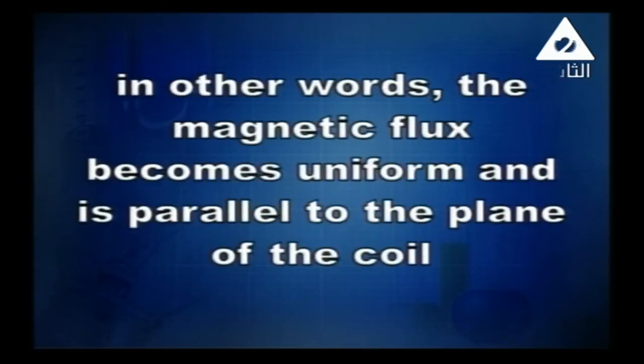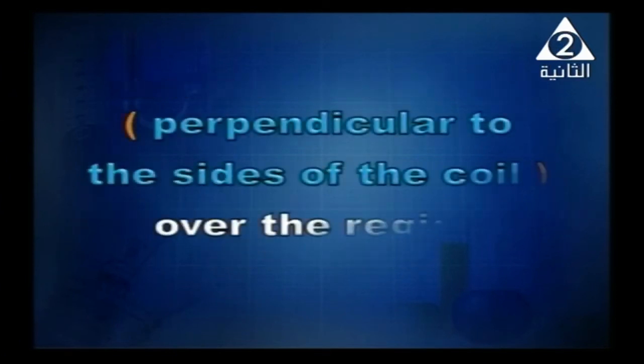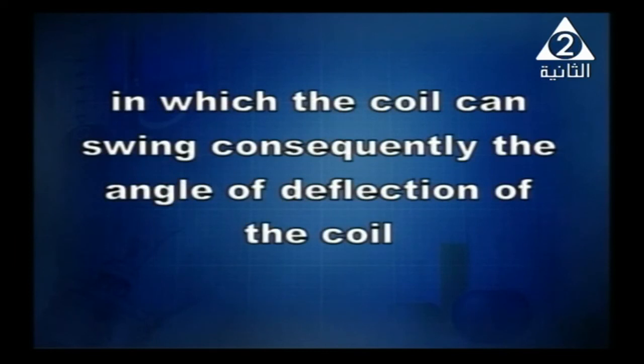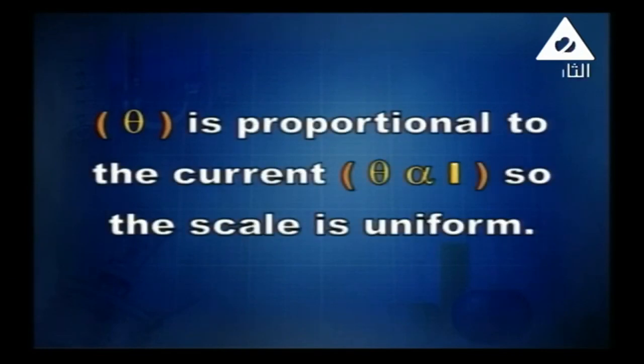In other words, the magnetic flux becomes uniform and it is parallel to the plane of the coil, perpendicular to the sides, over the region in which the coil can swing. Consequently, the angle of deflection of the coil, angle of deflection theta, will be proportional to the current. Theta is proportional to the current, so the scale is uniform.